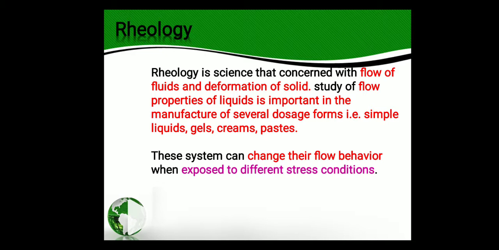So these flow properties of liquids are important in the manufacturing of several dosage forms, especially liquid dosage forms. The examples of liquid dosage forms are simple liquids, gels, pastes, creams, ointments, etc. And these systems change their flow behavior when exposed to different stress conditions. Means the flow behavior changes according to the different stress conditions. Next slide.